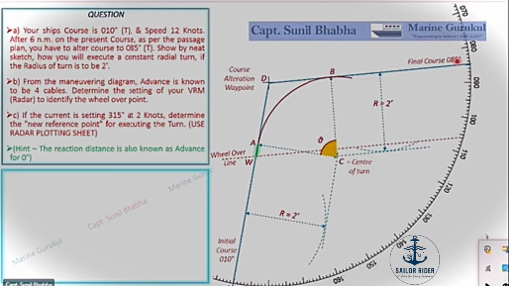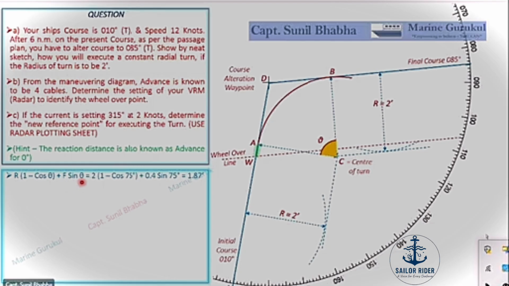Now the second method which we have is the calculation method. For that method, we don't need to plot the center. We don't need to draw the curved path. We don't need to know point Alpha on our plot. Without plotting all these things, we can obtain the wheel over line. That is done using the formula R(1 - cos θ) + F sin θ. R in this formula is the radius of the turn. Theta is the angle by which the ship is turning. F is the reaction distance, and theta again is the angle by which we are turning.